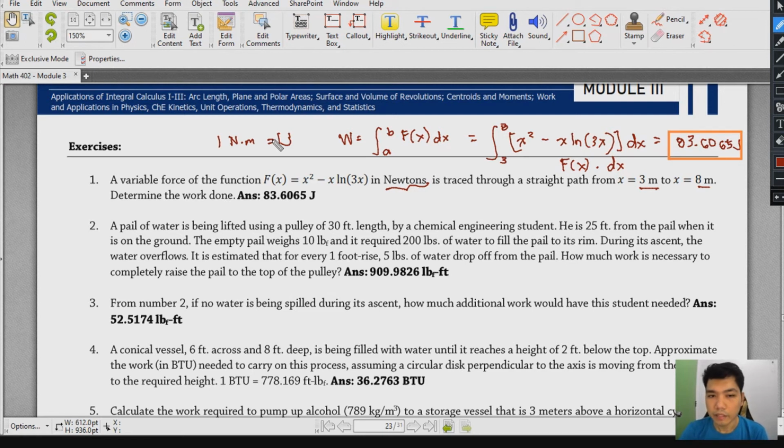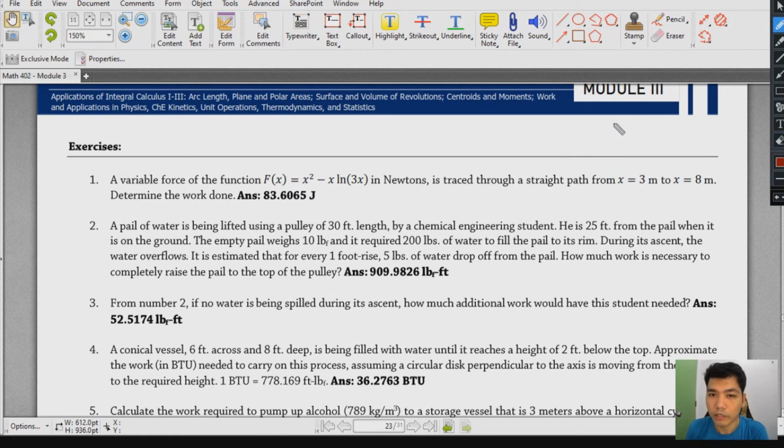Okay, so that's how it goes for the first problem, and that is very easy because you're already given the variable force, so you don't need to generate the equation. How about number 2? So let's try solving number 2, and probably we could understand it better with this example.